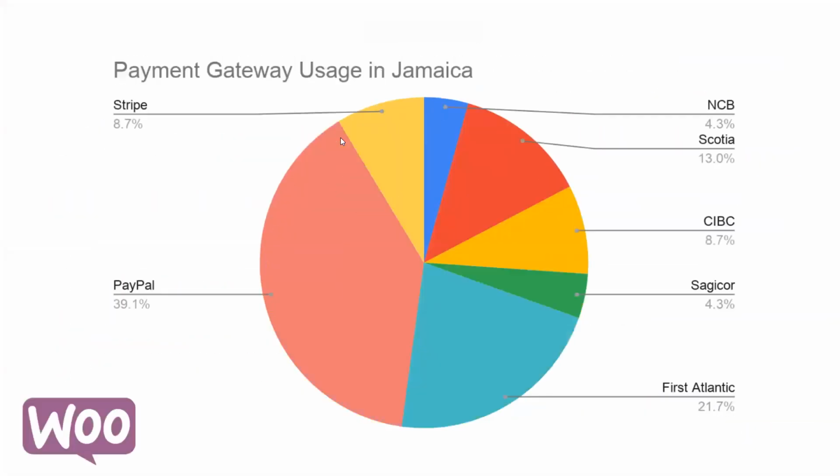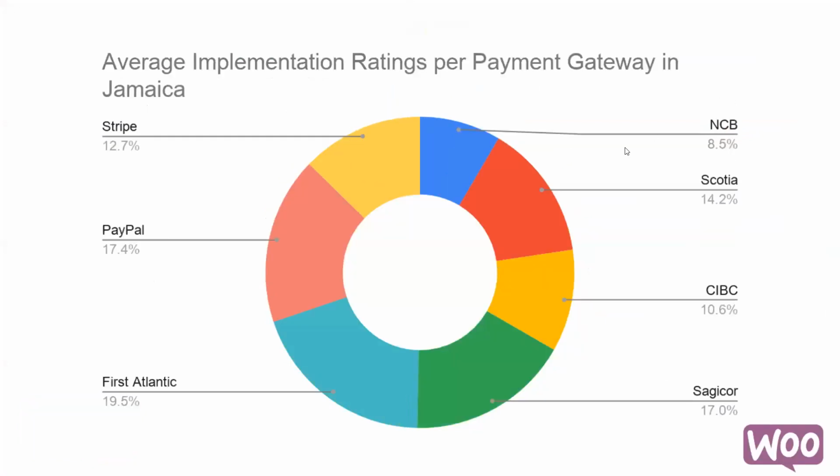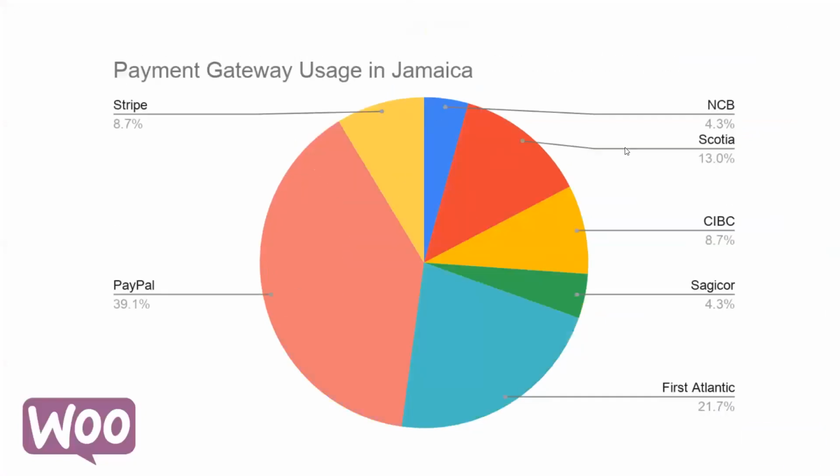Okay, for those who missed the previous presentation, here are some of the stats from it. I haven't updated this slide. For example, payment gateway usage: most people use PayPal, some use First Atlantic directly, and there's a low percentage for Sagicor.